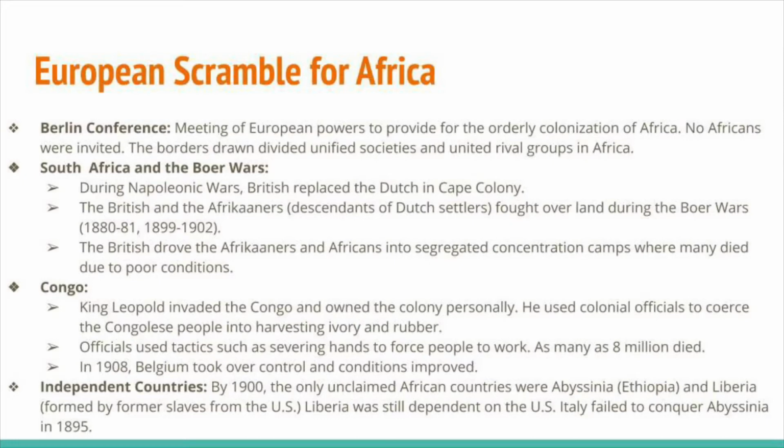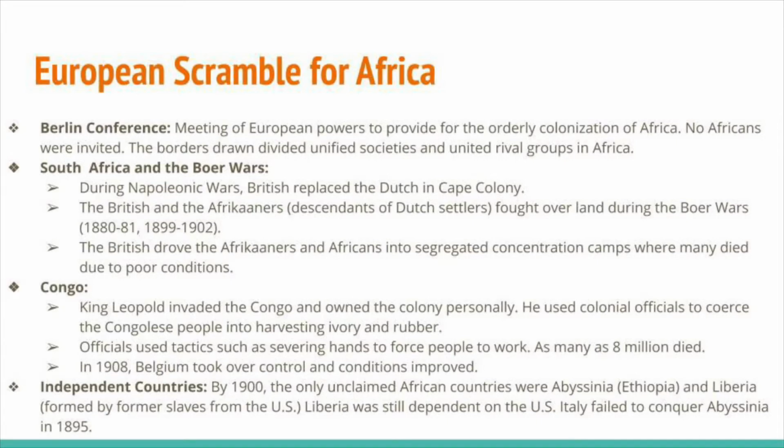In the Congo, King Leopold invaded and owned the colony personally. He made use of colonial officials to coerce the Congolese people into harvesting ivory and rubber. These officials used tactics such as severing hands to force people to work. As many as 8 million died. In 1908, Belgium officially took over control and conditions improved.